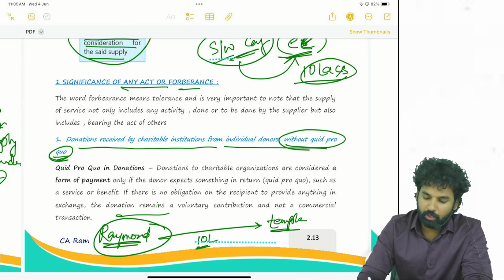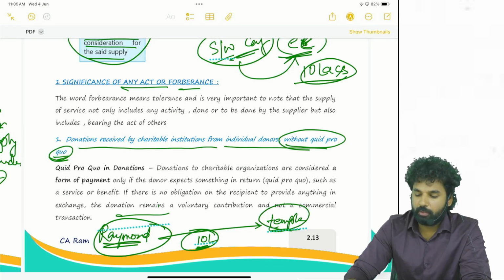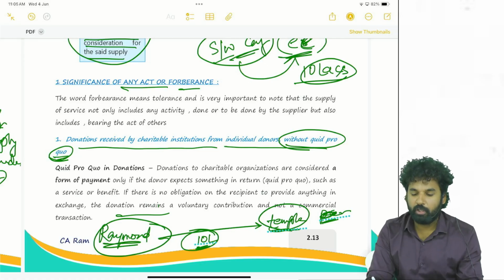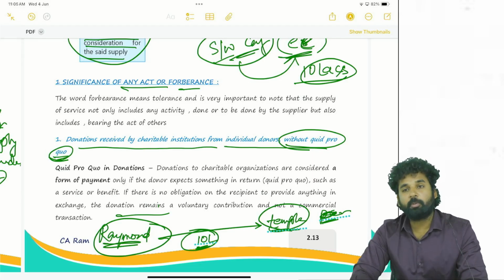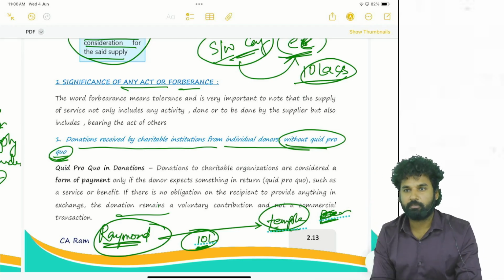Okay. Right. So as a token of appreciation, in the temple premises, the temple trustees have put up the hoarding of the Rayman showroom owner. Okay? Not promoting the business, just as a token of appreciation, they are putting their name. They have engraved their name: donated by so and so person.